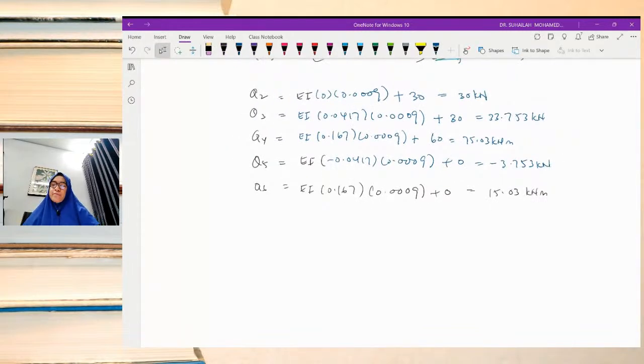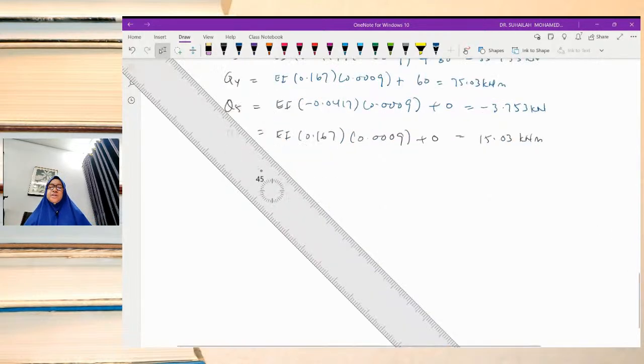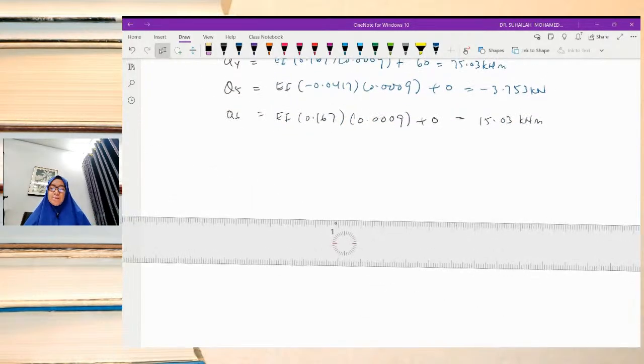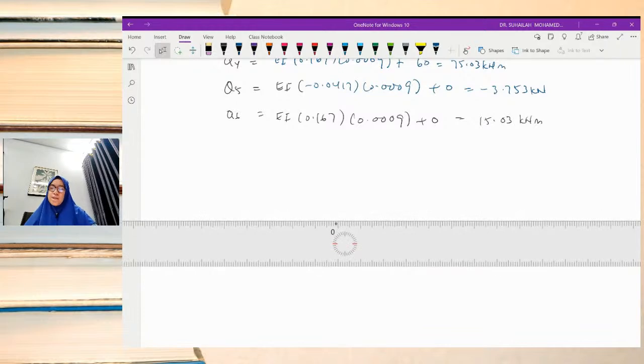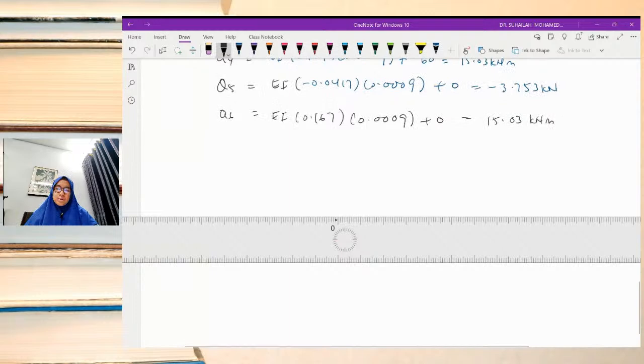Okay, so we have got all the reactions at the support. With these unknown reactions, we can continue to draw the shear force and bending moment diagram. Okay, let's do it. So this is the beam.